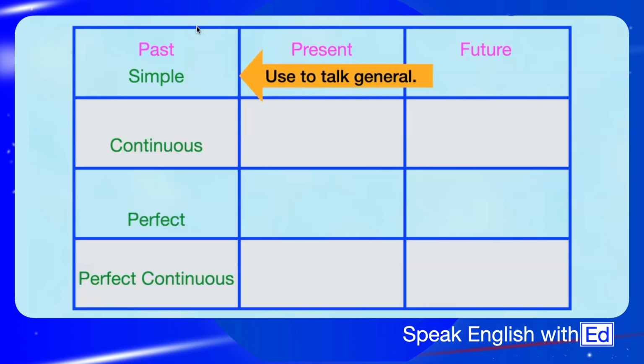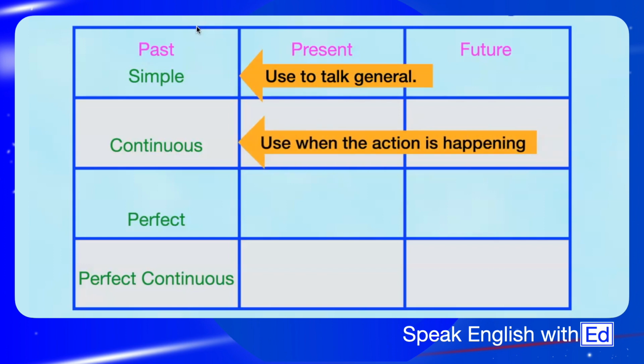The continuous tense talks about things that you're doing at the time that you're talking about. So if somebody says to me, what are you doing? I can say, I'm making a video. What are you doing? I'm walking to work. Whatever, you're doing it now. Yeah, that's the continuous tense.